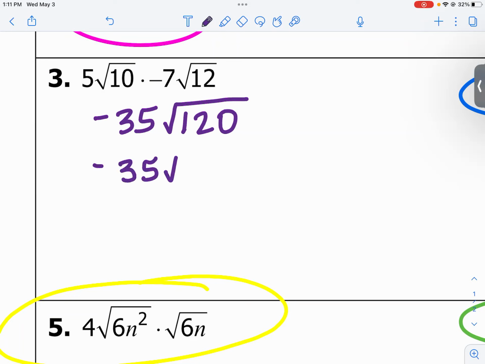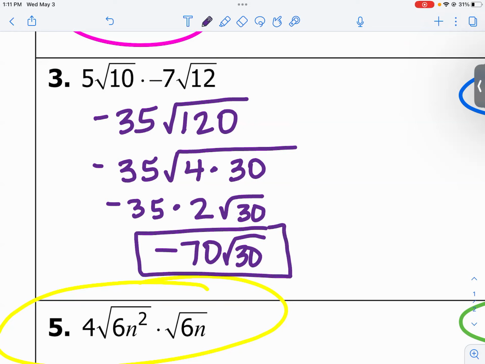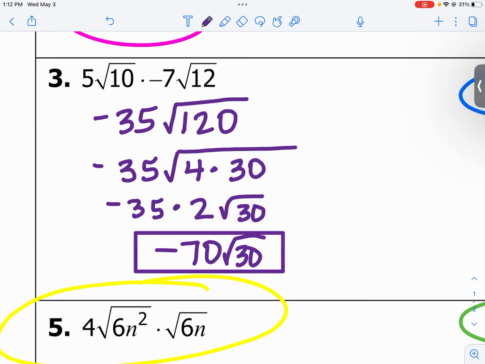Okay, and now what do we do? Take that 120. 4 times what? 30. Well, what's the square root of 4? 2. So you do negative 2 times 30, which is -60? Can it be simplified? I don't think it can. Okay, hey, this was really good. Thank you, purple group.